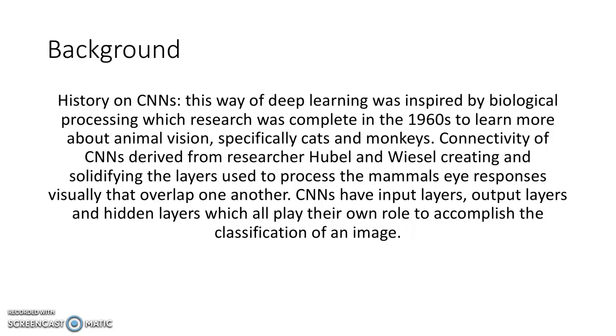Convolutional neural networks consist of input layers, output layers, and hidden layers, which all play a major role when it comes to actually classifying images to collect data.